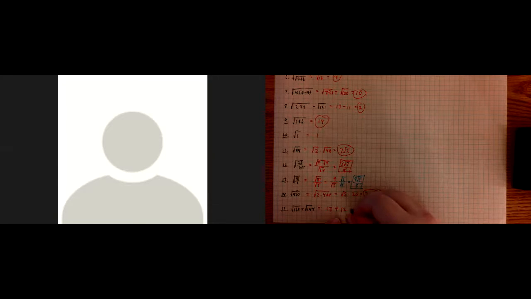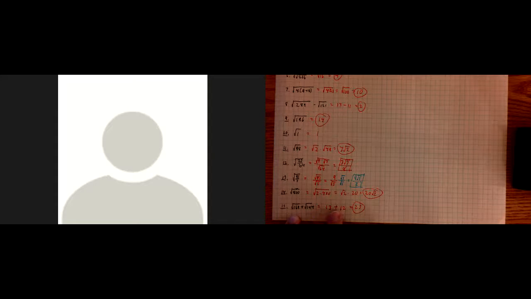On 15, the square root of 169 is 13. The square root of 144 is 12. 13 plus 12 is 25. I cannot put these together until I simplify them. When I simplify, I can start to add and subtract them. Okay, let's look at the last 9.